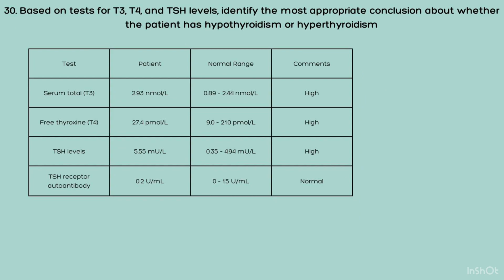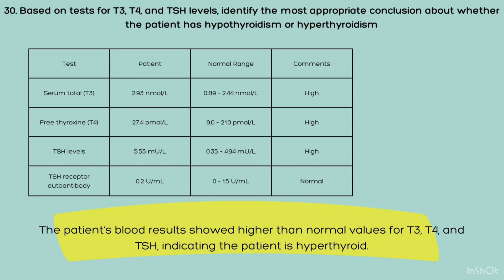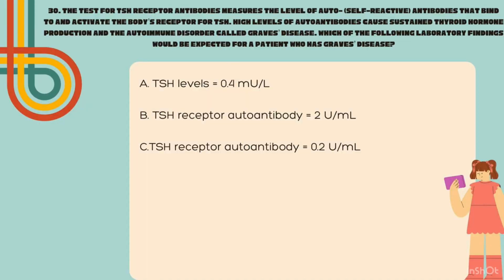Based on the test for T3, T4, and TSH levels, identify the most appropriate conclusion about whether the patient has hypothyroidism or hyperthyroidism. The patient's blood results show higher than normal values for T3, T4, and TSH, indicating the patient is hyperthyroid. Alright, number 30. Try to read this on your own, try to answer the question. The correct answer choice for this question is going to be B. TSH receptor autoantibody is 2 microliters.